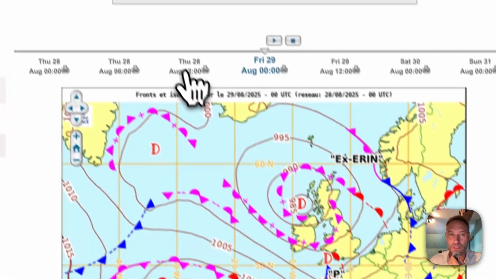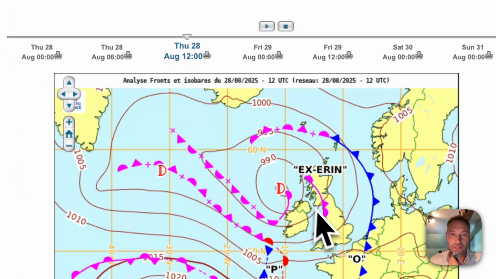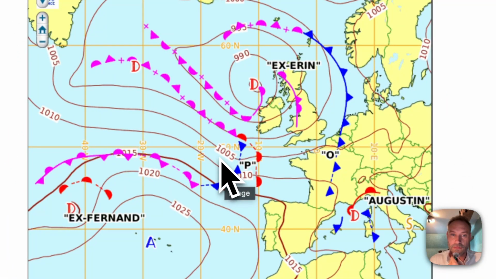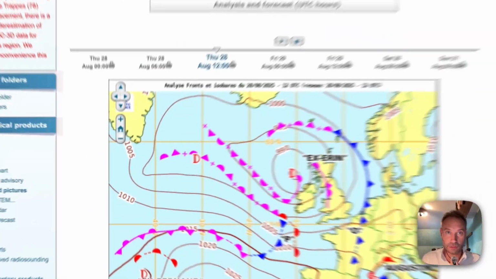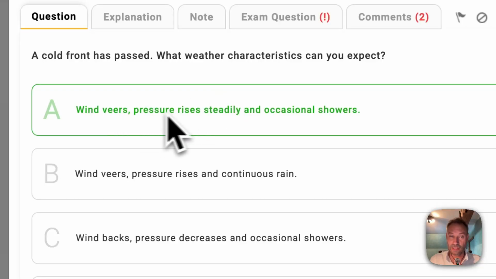Maybe we can find something a little bit clearer, like that. Yes, for example, you see here that the isobars are super close together, and here they are a little bit further apart. Okay, so what does it mean? It means that actually the wind will have increased in intensity and in speed. Okay, so I don't know if this is in the answer here, but actually it is something that would be an additional element. The wind will veer and will have the tendency to increase in intensity, in speed, once the cold front will have passed.